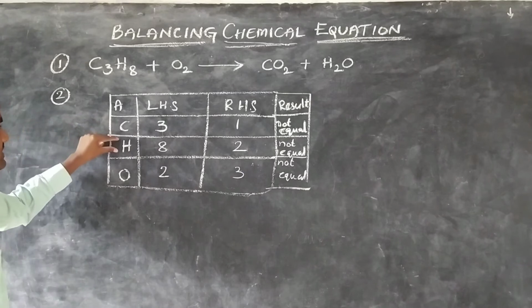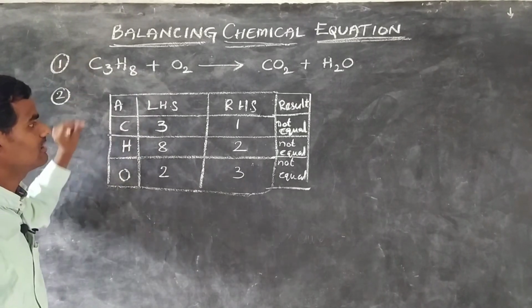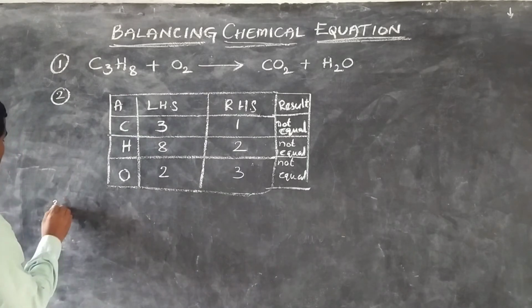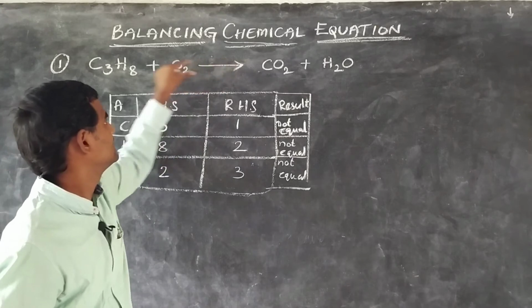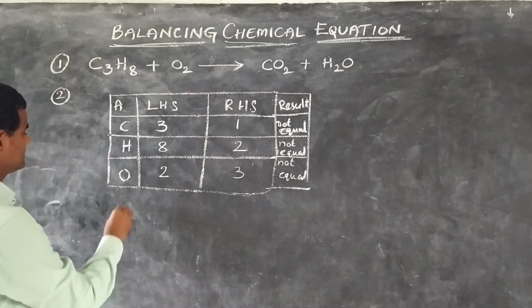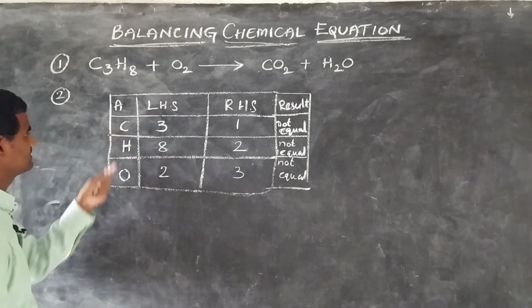Okay. So, if we see, these 3 atoms which are present in this equation are not balanced. So, what do we have to do? We have to balance the number of atoms of each molecule. So, first, we will start with carbon. We have to balance these 3.